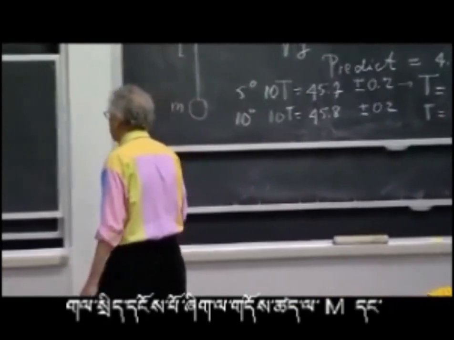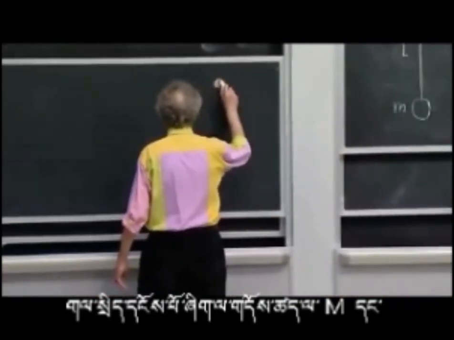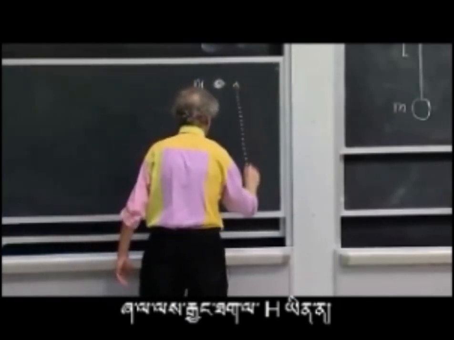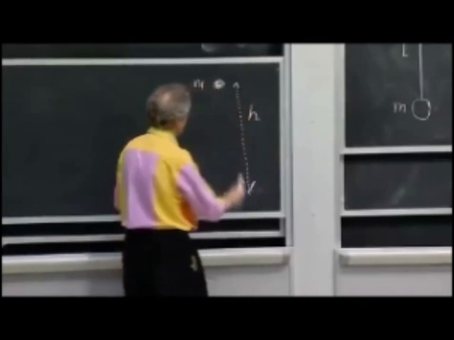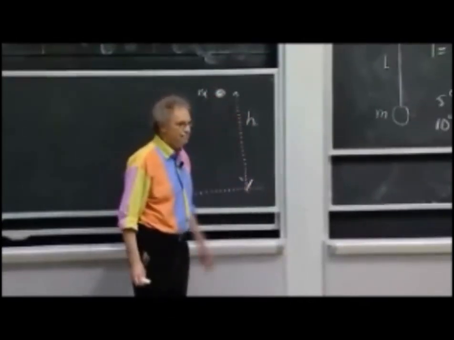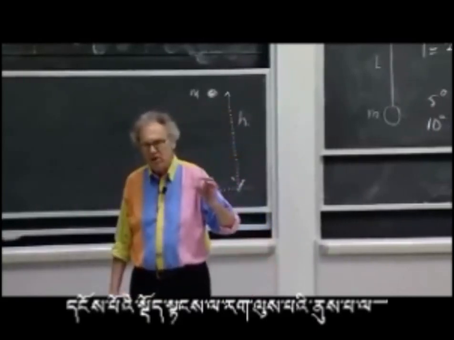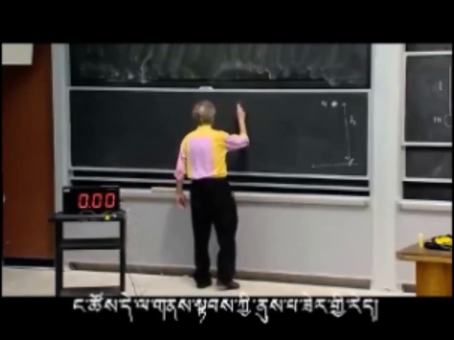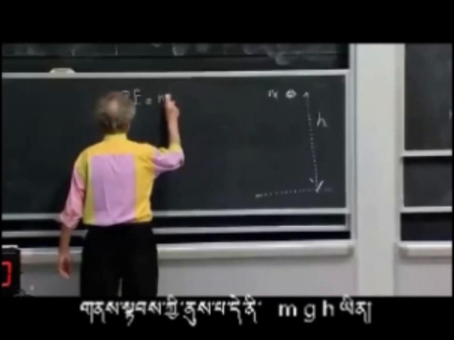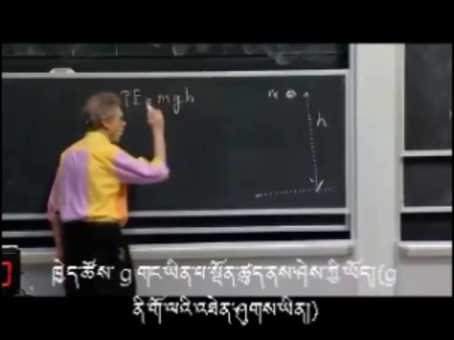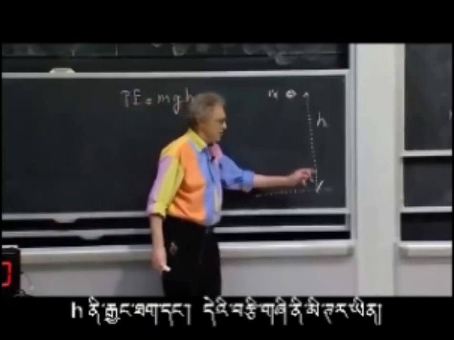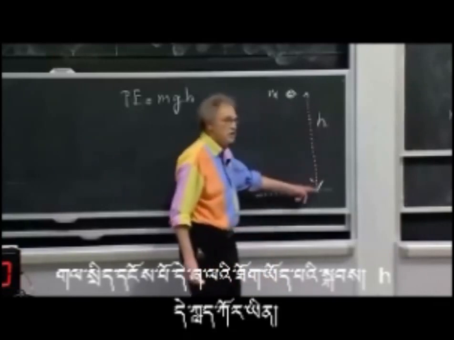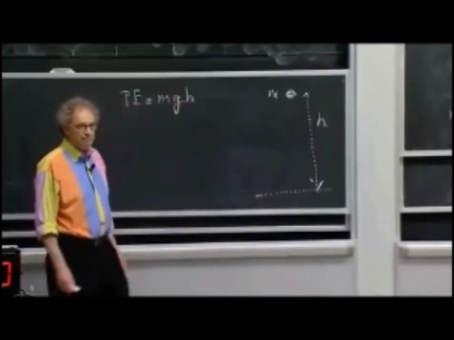Suppose the object has a mass m and is a distance h from the floor. Here's the floor, here's the object, h. We associate with the position of that object an energy that has a name. We call that potential energy. And that potential energy is mgh. You already know what g is. Well, h is this distance in meters. So when the object is here on the floor, h is 0. So there is no potential energy.